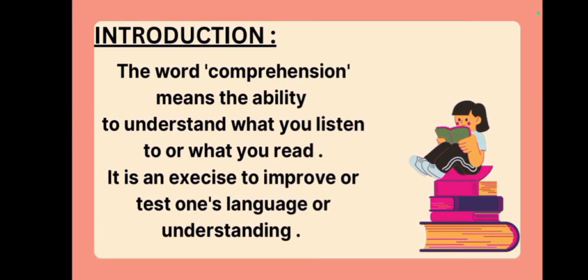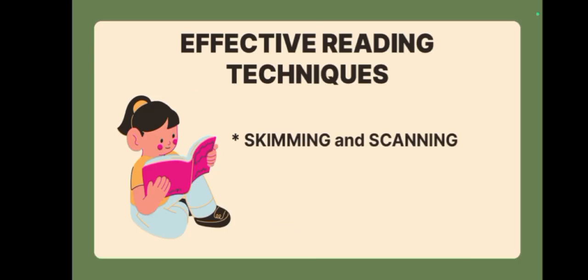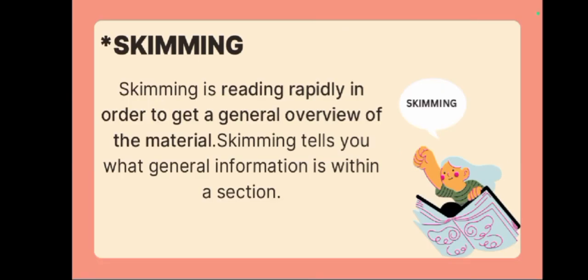Introduction to reading comprehension. The word comprehension means the ability to understand what we listen to or what we read. It is like an exercise to improve or test one's language or understanding. So there are two effective reading techniques. One is skimming and the other one is scanning. These are the two techniques that use rapid eye movement and keywords to move quickly through the text for slightly different purposes. So first let's learn about what is skimming.